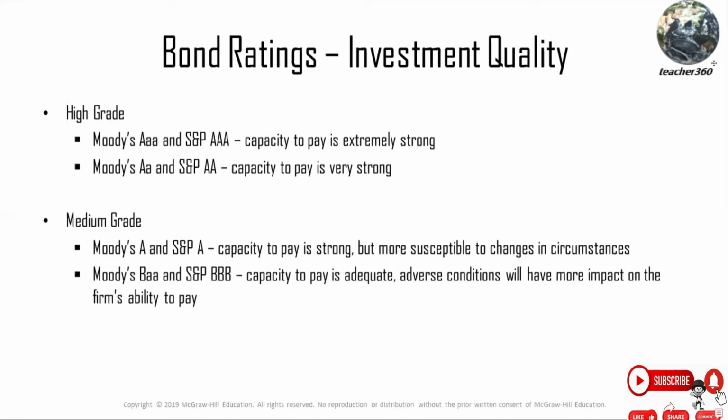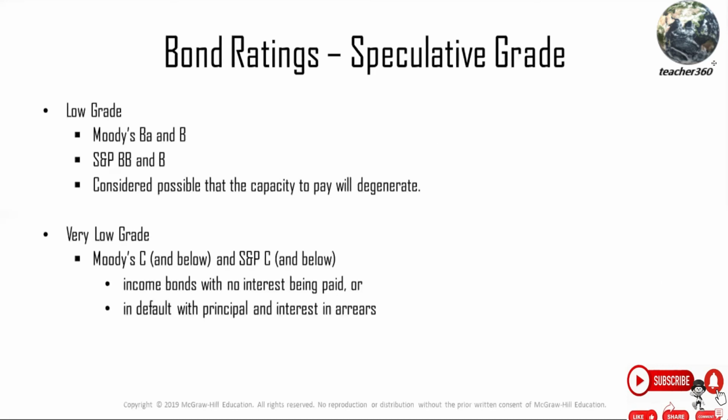And medium grade is Moody's A, S&P A, Moody's Baa, S&P triple B. It is about capacity to pay is strong but more susceptible to changes in circumstances. And low grade and very low grade bonds are so risky for the investor. Here, the possibility of repayment is very low. Moody's Ba and Moody's B are the low grade bonds, and Moody's C and S&P C are the very low grade bonds.